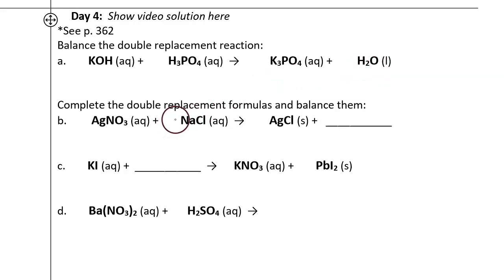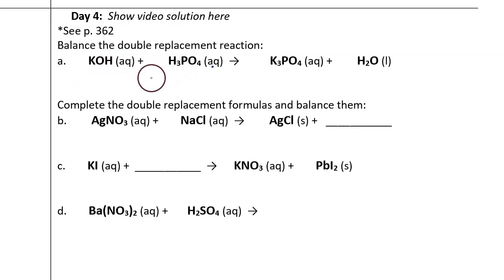This is a double replacement reaction because we're starting with two aqueous solutions, and it's creating an aqueous solution plus something else that's not an aqueous solution. It could be a solid, a liquid, or a gas. In this case, the other thing is a liquid. Double replacement refers to the cations switching positions. The potassium cation and the hydrogen cations are going to switch positions. The potassium is going to bond with the phosphate, and the hydrogen is going to bond with the hydroxide.